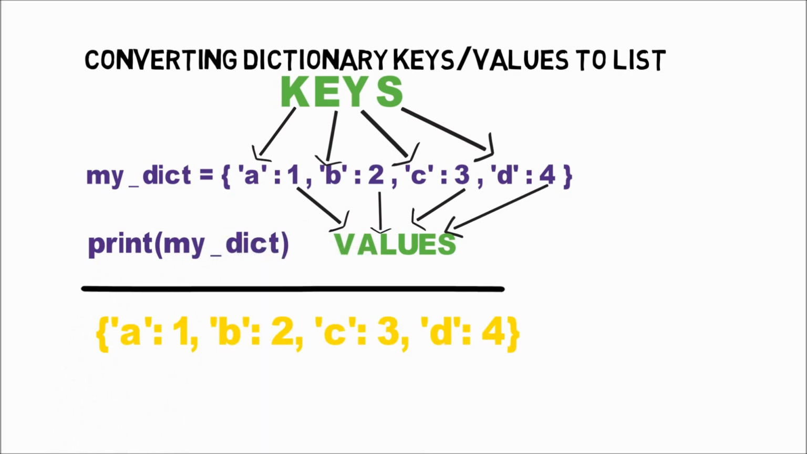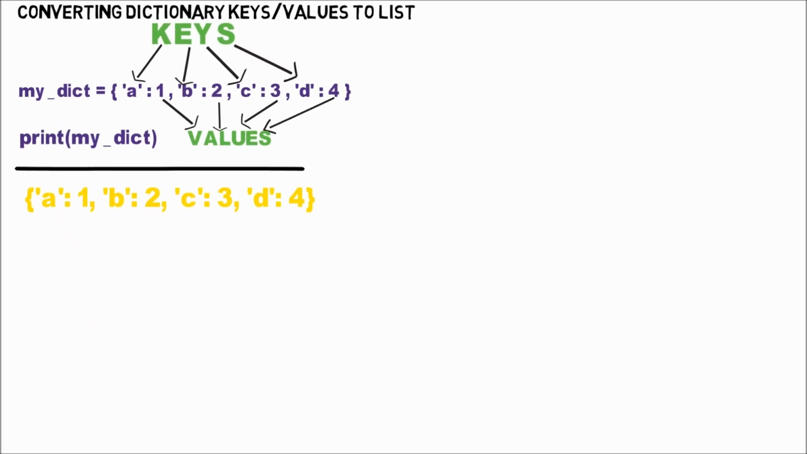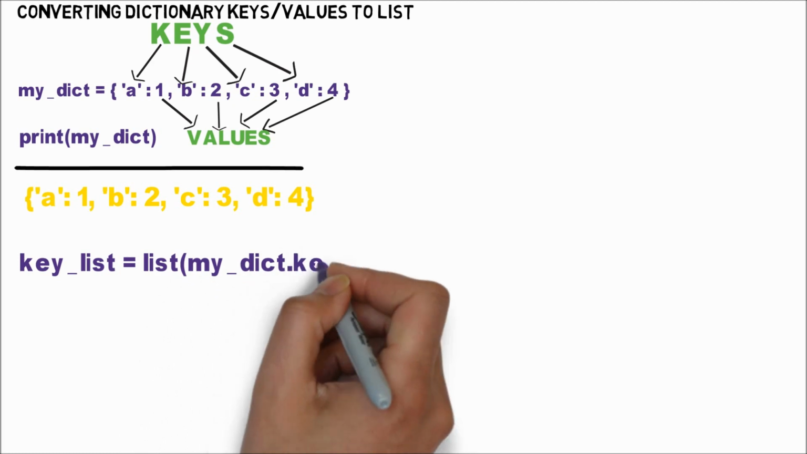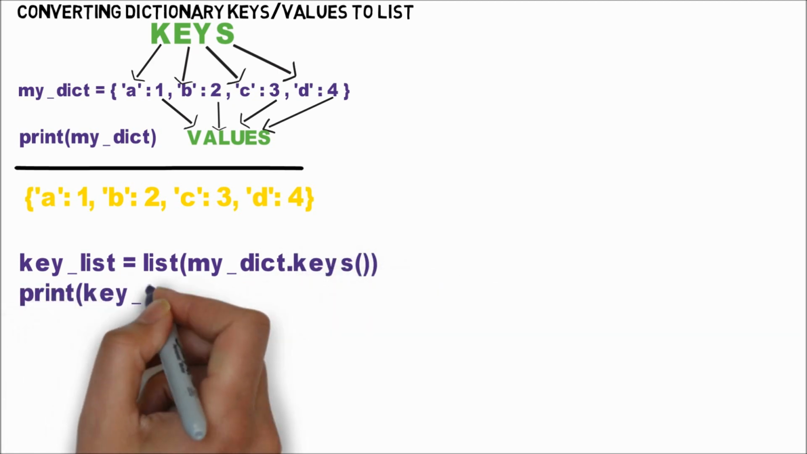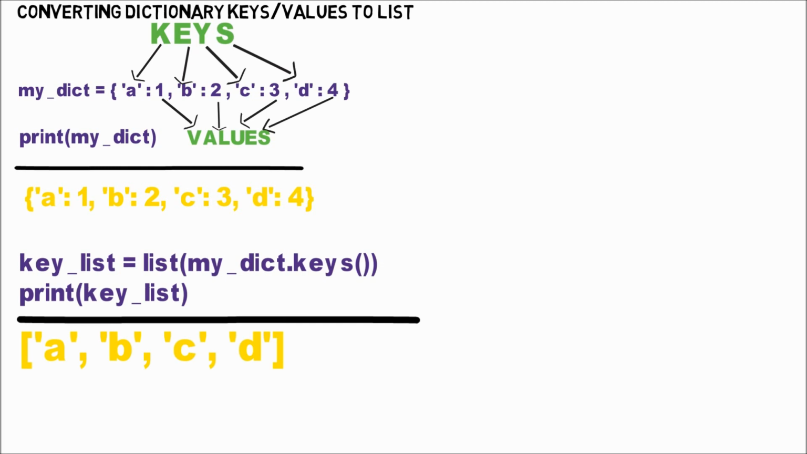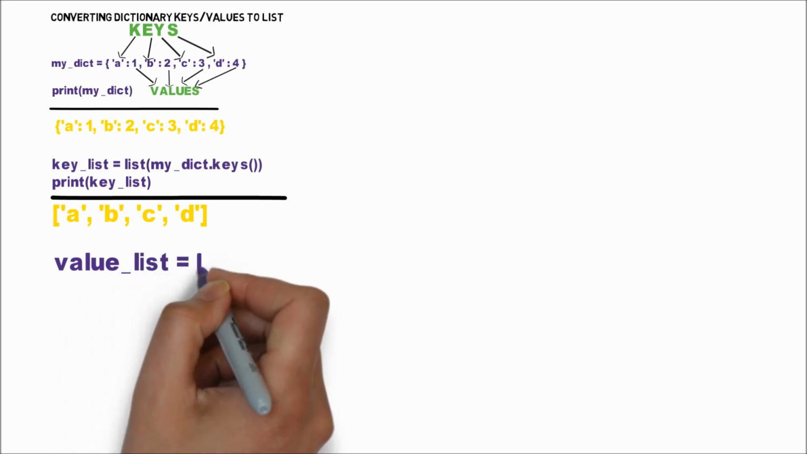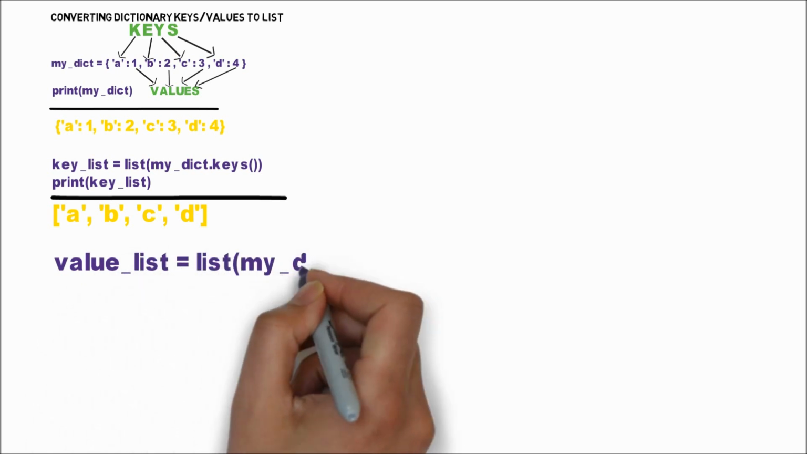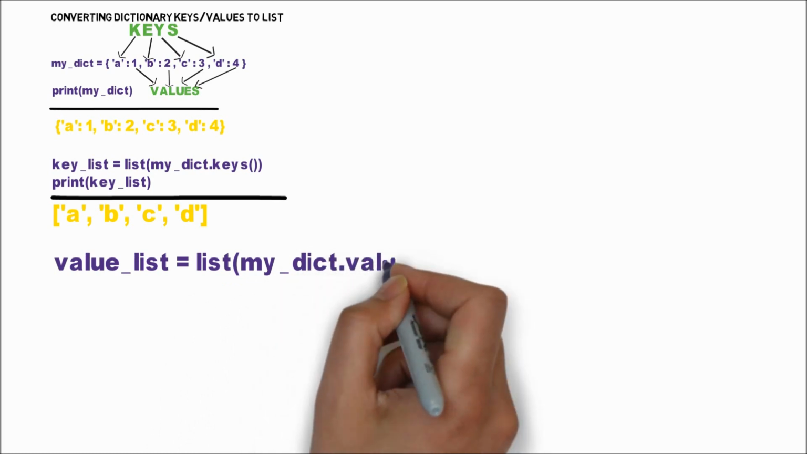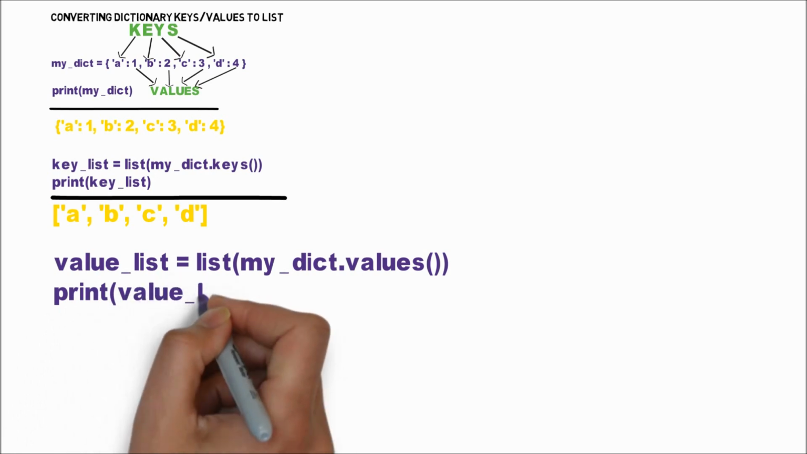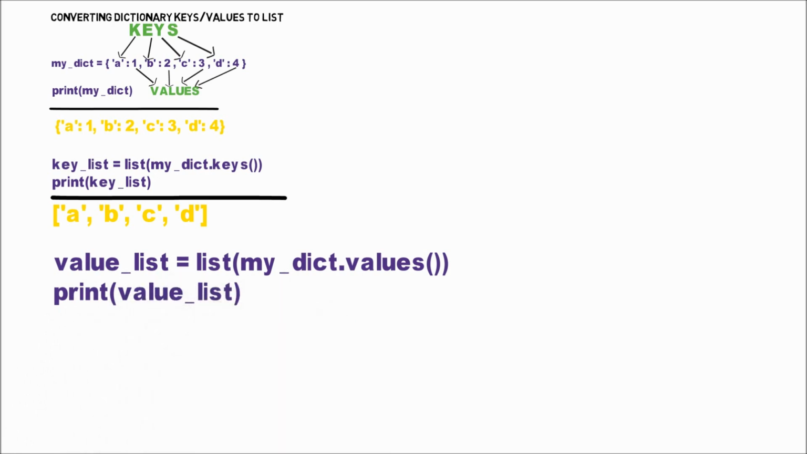First, let's add all the keys in the dictionary to a list. To do this, we simply have to write key list equal to list of mydict dot keys. So we can observe that the keys A, B, C, D are added to the list key list. Similarly, to add all the values to a list, we simply have to write value list equals list of mydict dot values. So this will basically add all the values of our dictionary 1, 2, 3, 4 to the list.